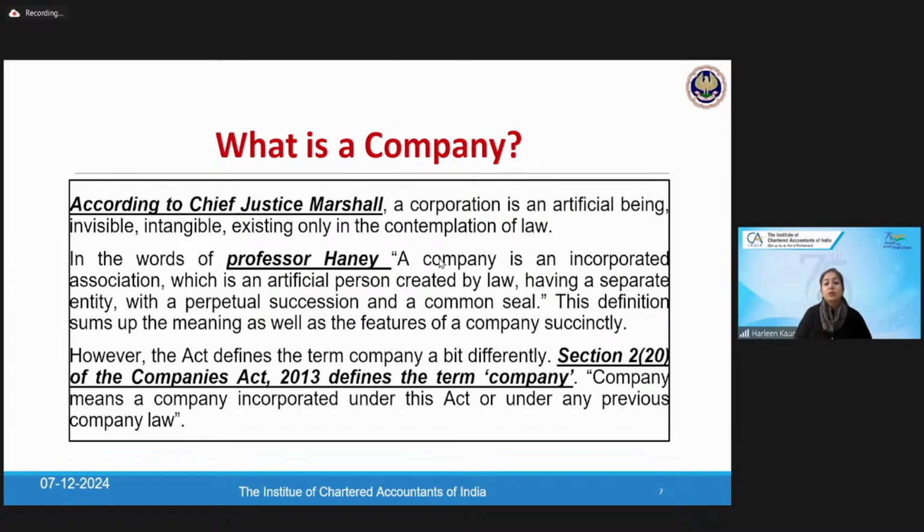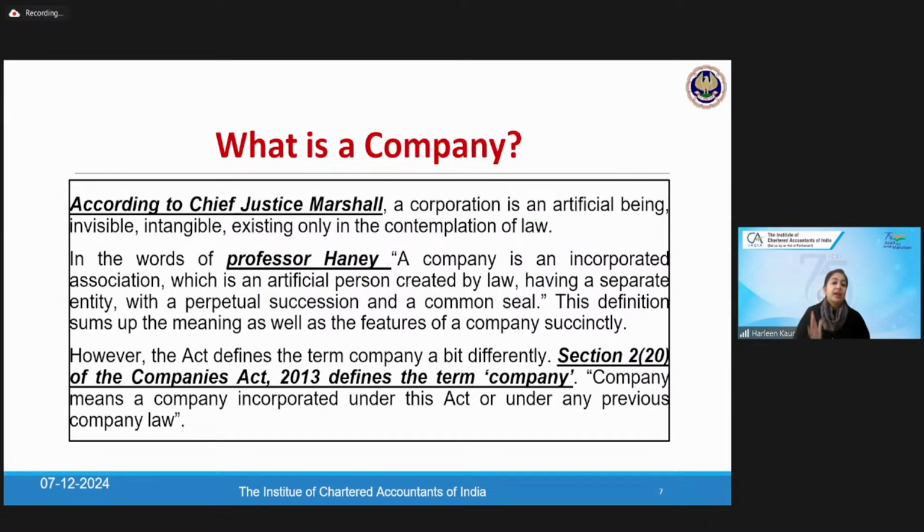Anyways, so in the words of Professor Hane, what has been the definition given by Professor Hane? That a company is an incorporated association, which is an artificial person created by law, having a separate entity with a perpetual succession and common seal. Now, all these words actually summarize the features of the Companies Act. You can use the admin query pad, children, if you want to write down your doubts or ask anything, you can write it down on the admin query pad also.